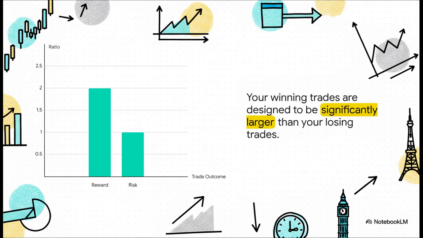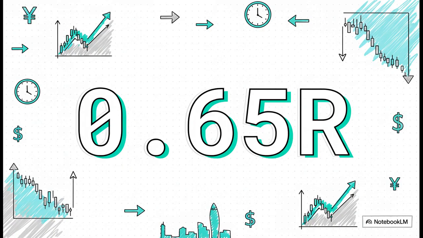That's the edge. This leads us to a concept that professional traders live by. It's called positive expectancy. Let's just think of R as 1 unit of risk, say the $1 you're willing to lose on a trade. This number, 0.65R, means that over the long haul, over hundreds of trades, for every $1 you put at risk, you can expect, on average, to make about 65 cents back in profit. Now, it's not a get-rich-quick number, but it's solid proof that the math is on your side if, and this is a big if, you follow the plan perfectly every single time.